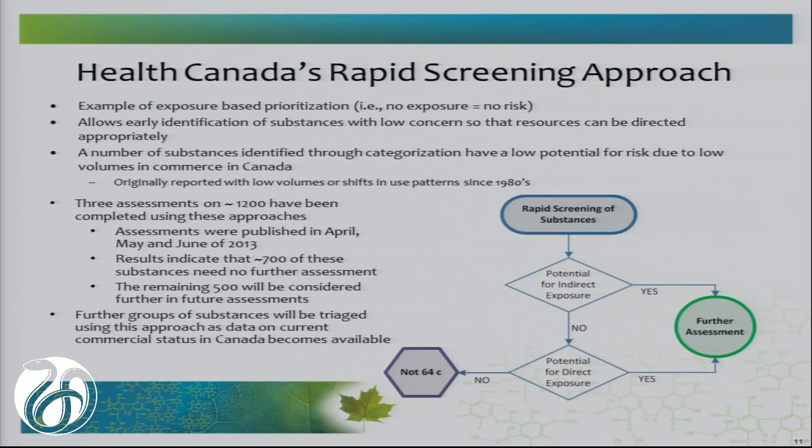So 3 assessments on about 1,200 substances have been completed using these approaches. The assessments were published in April, May, and June of this year, if you want to check them out. The results indicate that approximately 700 of these substances need no further assessment work. The remaining 500 will be considered further in future assessments. And we expect that we will be using this approach again to deal with as many substances as possible once we collect current commercial status on the remaining priorities.